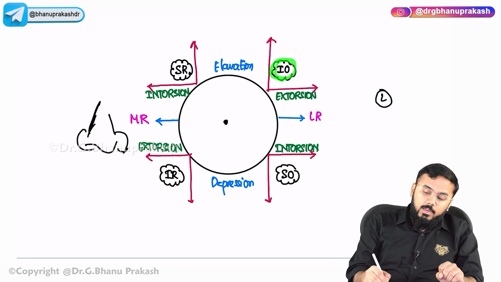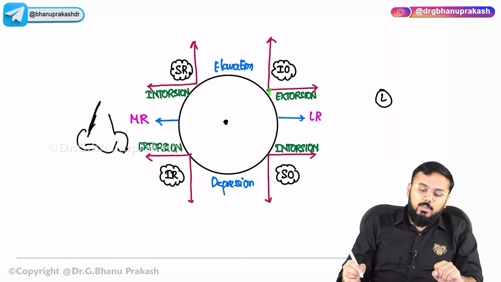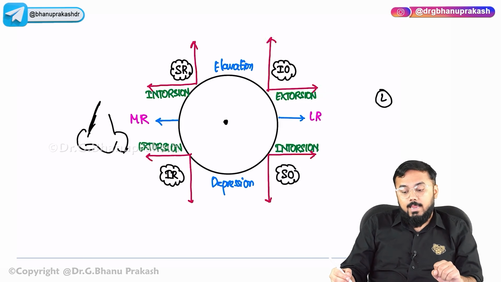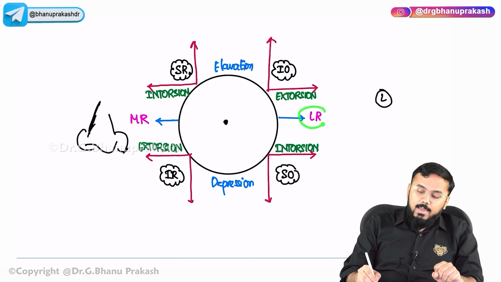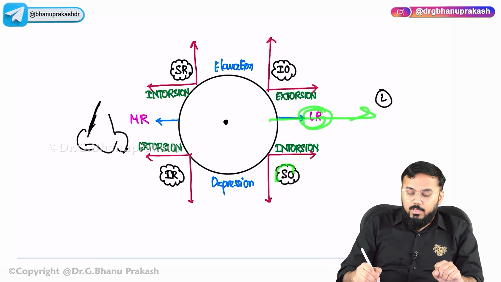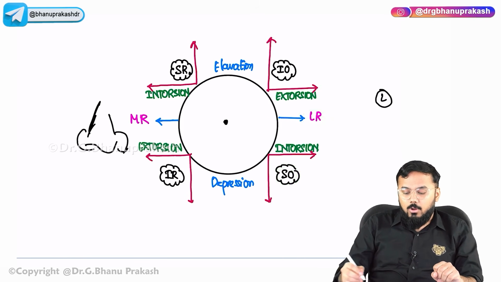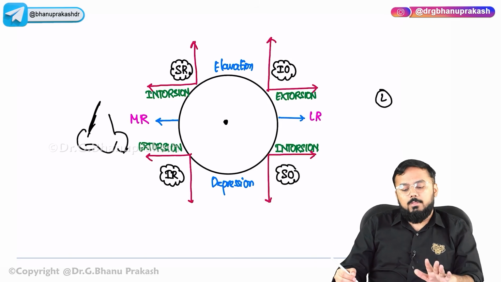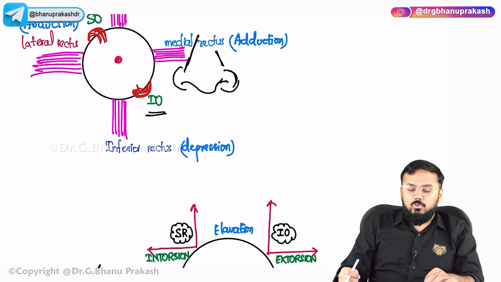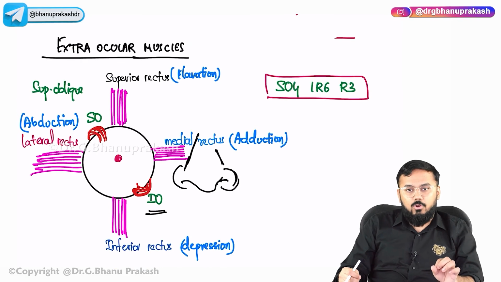Next, inferior oblique action. Inferior oblique action is again elevation and extorsion. What is that? Elevation and extorsion. Lateral rectus has got only one action, moving the eyeball that way. Superior oblique action. Superior oblique action is depression and intorsion. So if you remember this picture, then most of your MCQs will be clear. So this is all you need to know regarding the extraocular muscles.